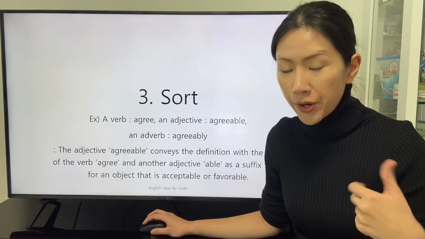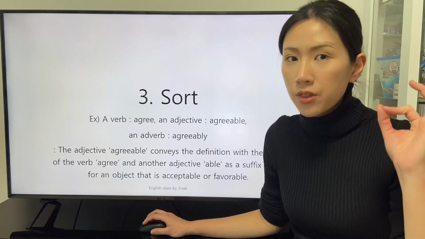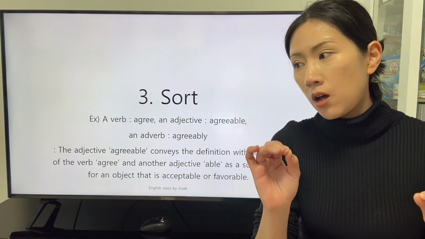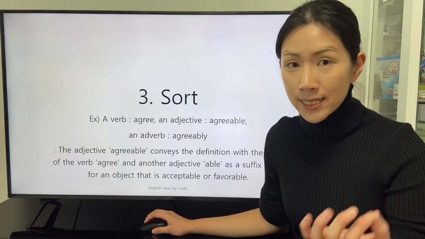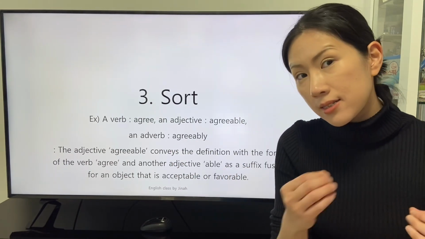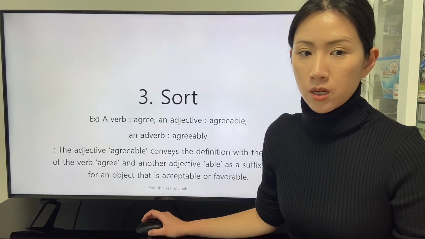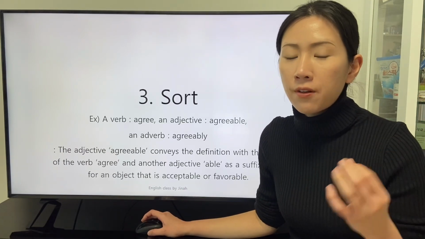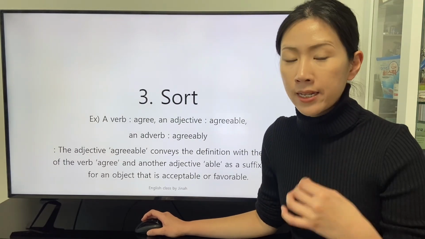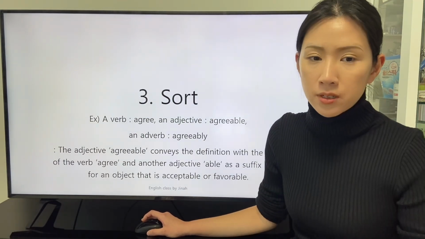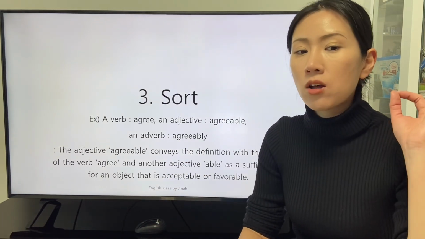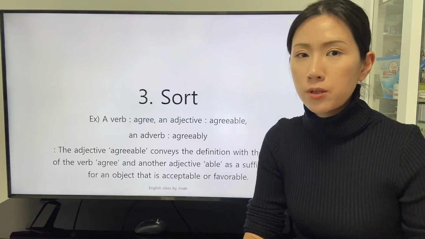The verb agree is with the suffix able, which is one of the adjective. To add, the definition of the verb is likely to happen. The adjective agreeable conveys the definition with the form of the verb agree and another adjective able as a suffix fused for an object that is acceptable or favorable.